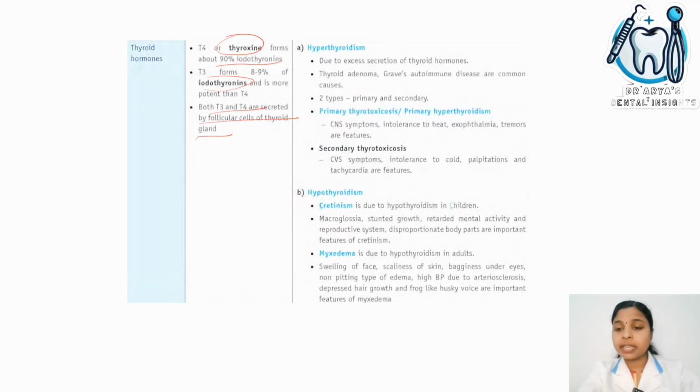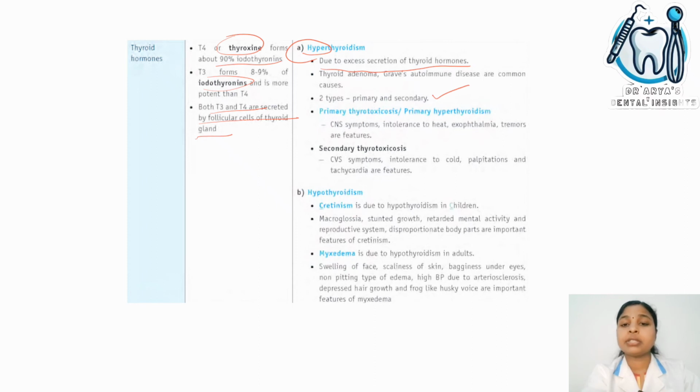And what is hyperthyroidism and hypothyroidism? As the name suggests, hyper means there is excess secretion. Okay, and thyroidism means thyroid hormones. So it is due to the excess secretion of thyroid hormones, hyperthyroidism occurs. And thyroid adenoma, Graves' autoimmune disease are the common causes for the hyperthyroidism. And there are two types, primary and secondary.